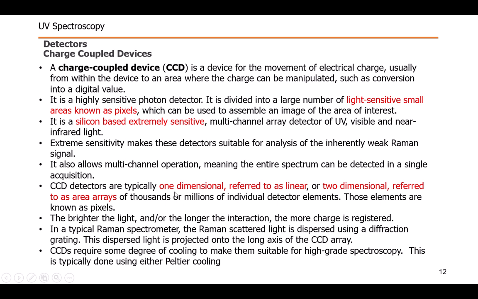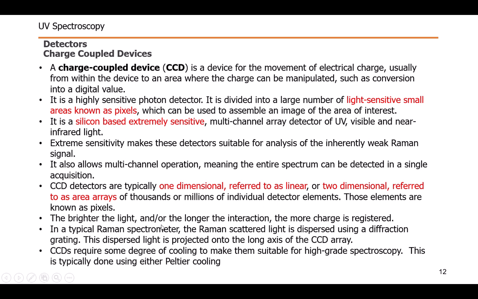CCD detectors are typically one-dimensional. Whenever these are one-dimensional, they are referred to as linear. Whenever two-dimensional, they are referred to as area arrays of thousands to millions of individual detector elements. Those elements are known as pixels. The brighter the light or the longer the interaction, or both, the more charge will be registered on these CCDs.